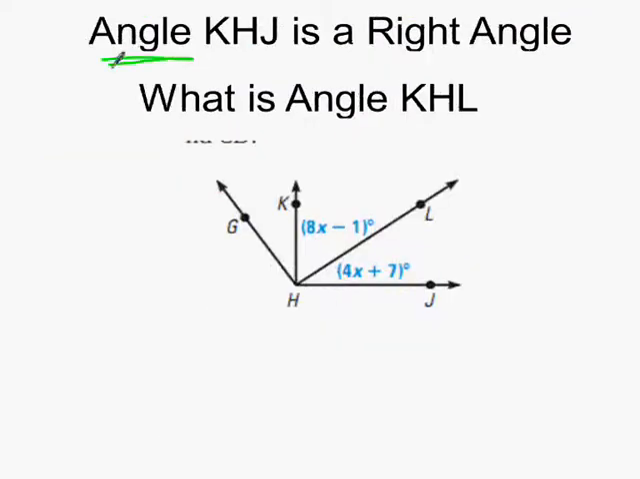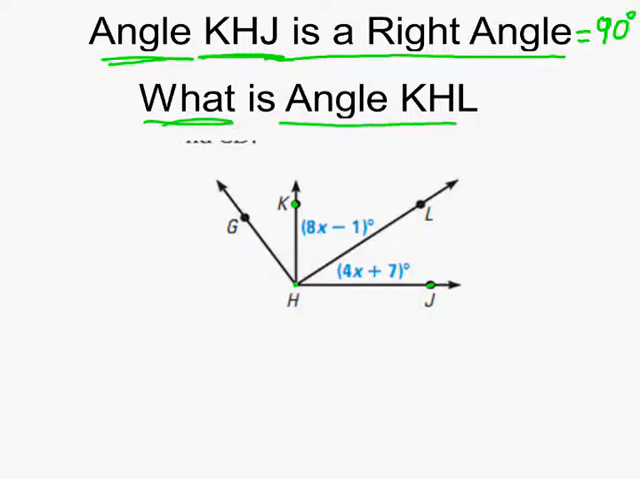Okay, let's take a look at this angle KHJ. We got K to H to J. We know it's a right angle. If we know it's a right angle, it's definitely equal to 90 degrees. The question is, what is angle KHL? We want to put it purple. KHL is the K to the H to the L, also known as this angle here, which is 8x minus 1. So let's find this out.